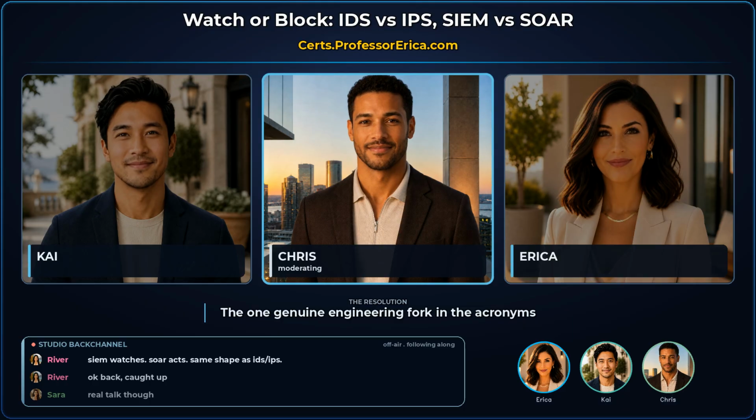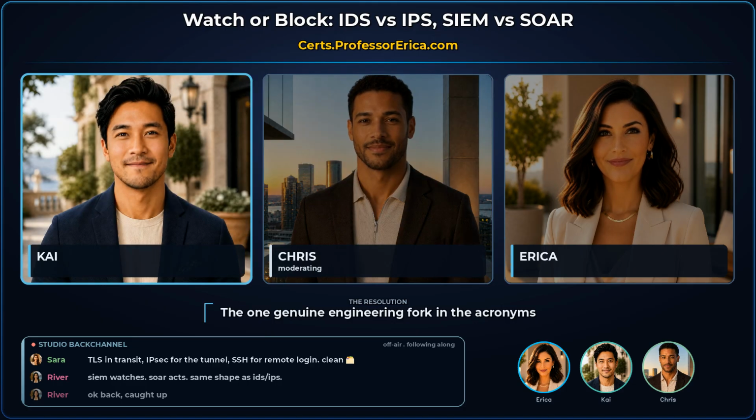Then here is the verdict for the board, and it is the sourced one. The single difference the exam tests is placement. IDS is out of band and only alerts. IPS is inline and can block. Detection is safer for availability, prevention is safer against active attacks, and the right answer is whichever the scenario's priority points to. That is the line that earns the point.